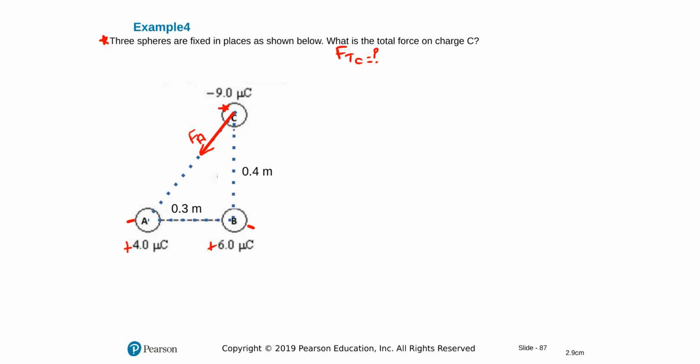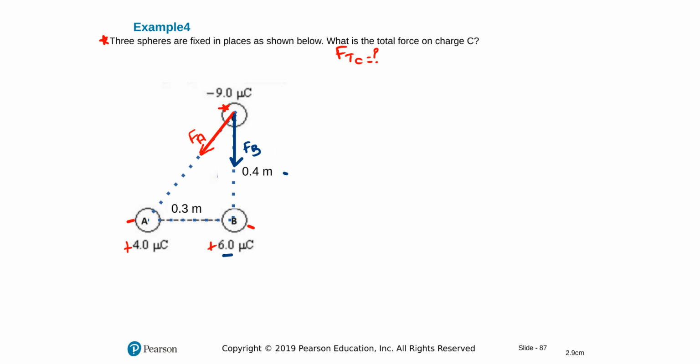Let me pick another color here for B. I'm going to call the force by B on C to be FB. It's also pulling because B is positive and C is negative. The forces are not to scale, but I can guess the force applied by B will be larger because its charge is more and its distance is smaller. But I'll just draw them, not to scale, just the directions, FB.